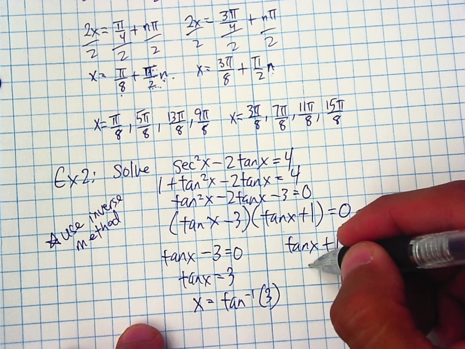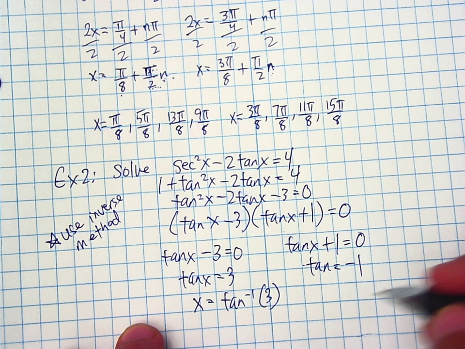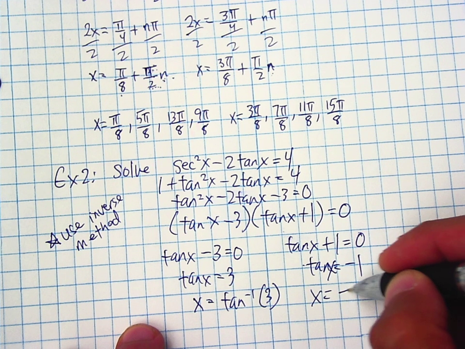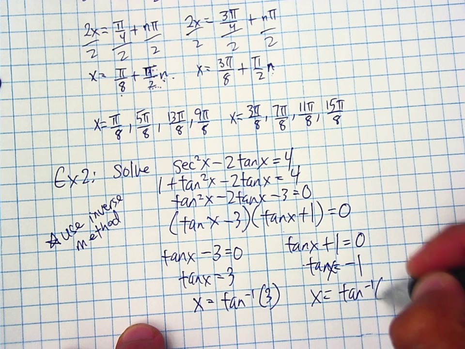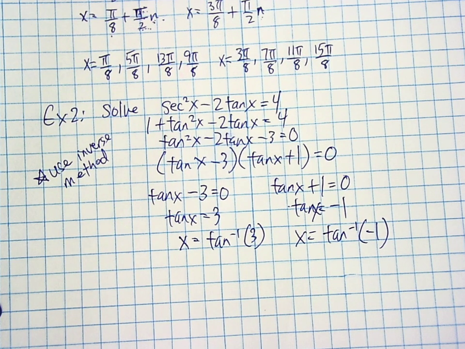And same thing here. Tangent x equals negative 1. And then I'm going to arctan both sides. So x equals the arctan of negative 1. And if you look there, the reason why I arctan both sides is because now my domain is no longer wide open. I don't need to write a general formula. It's now restricted by the domain.